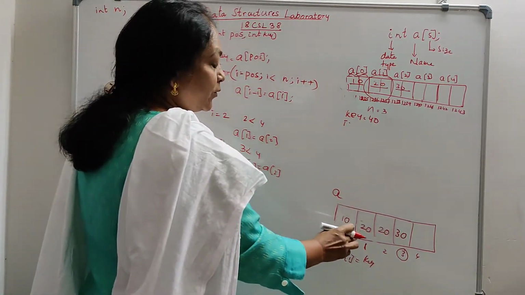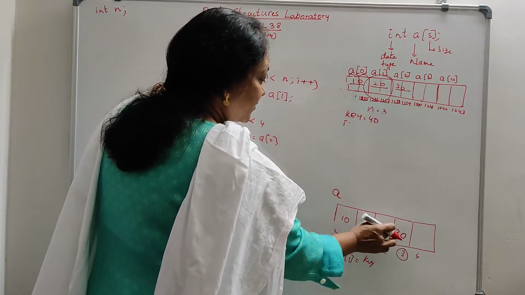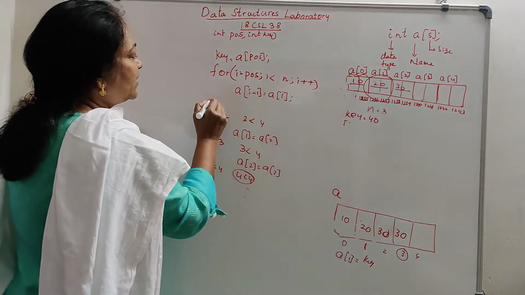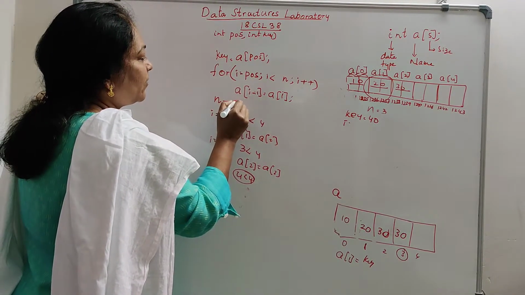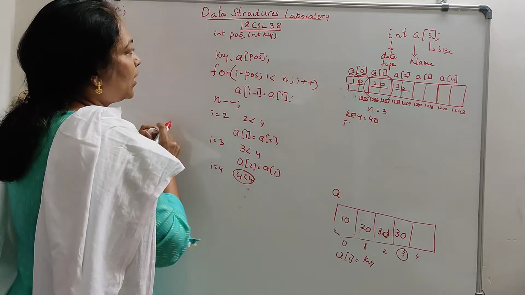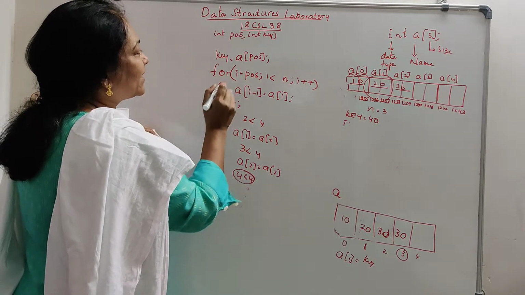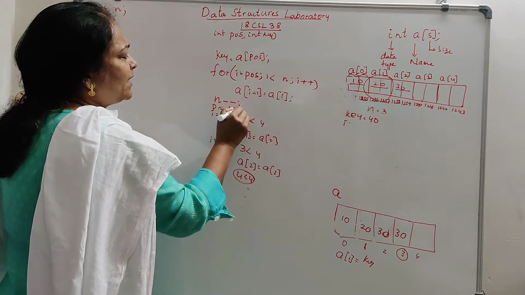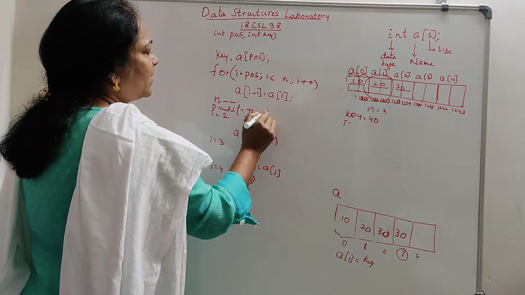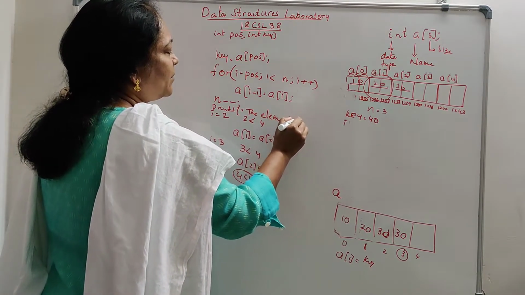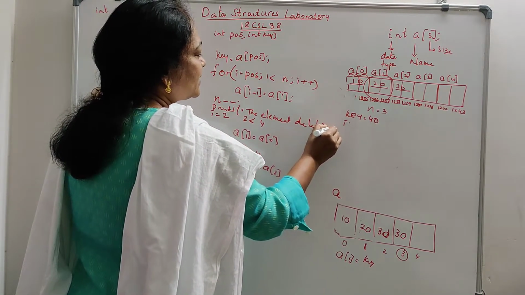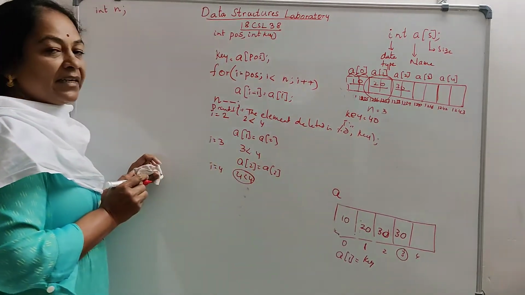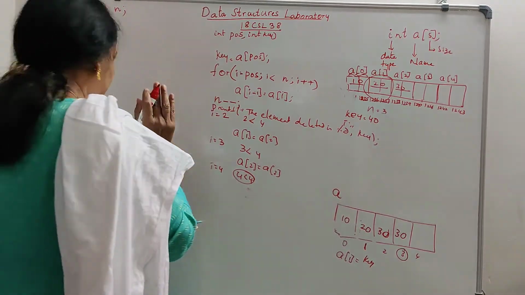Now what we have to do, because here this has been copied into this, and we no longer need this element. So here you just decrement the value of n, and you can return the key element. Otherwise, here itself you can write printf, the deleted element is %d, key. You can print that element which has been deleted. This is the only logic behind this delete.